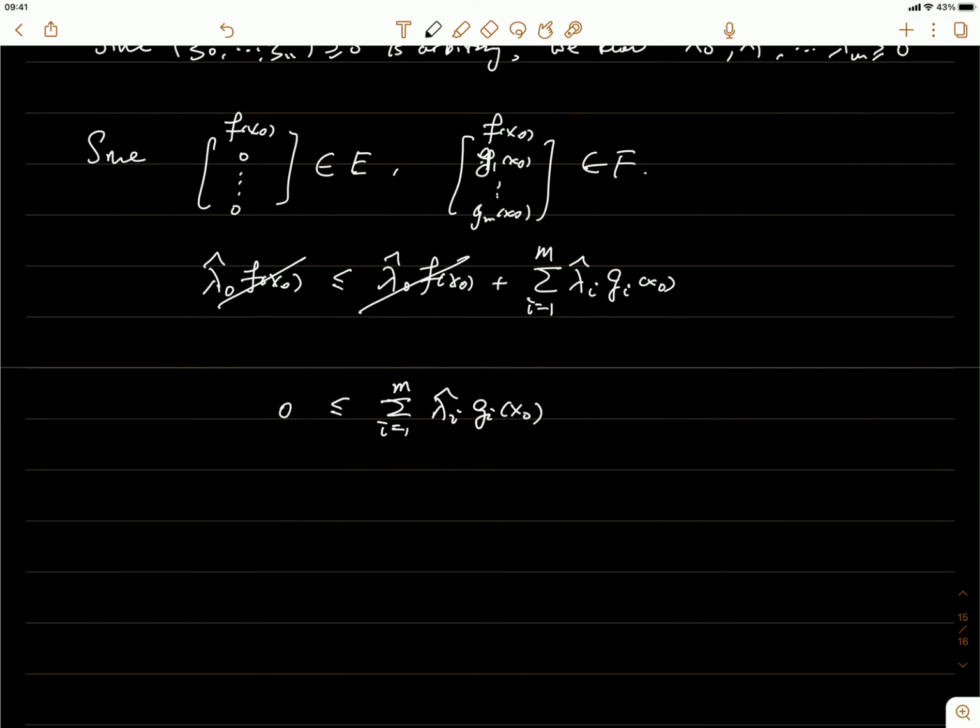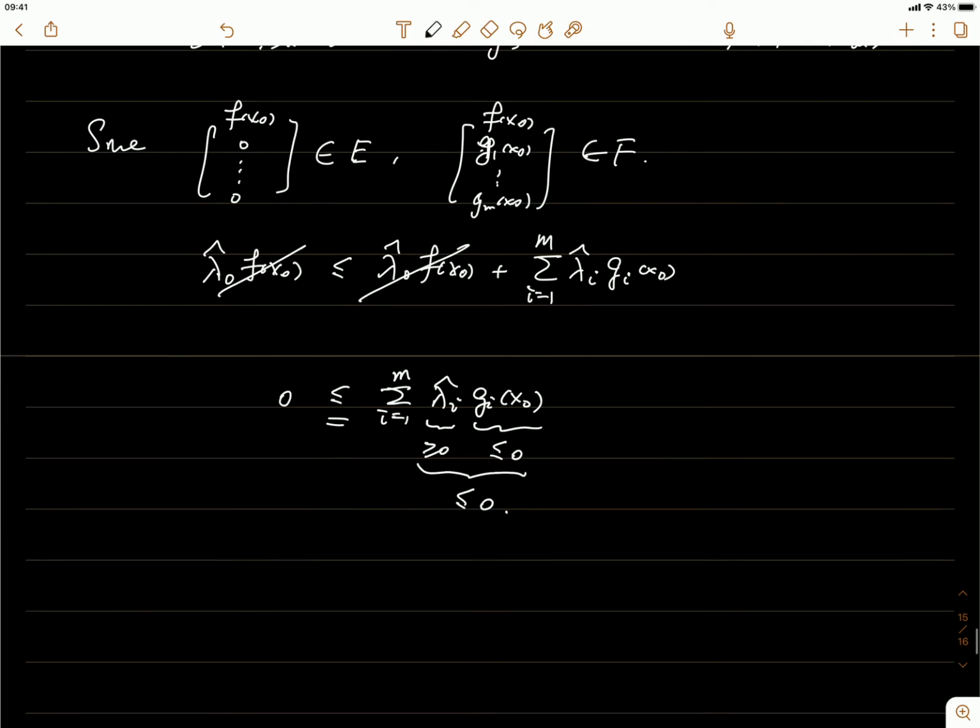Okay, so I know that this lambda i must be greater than or equal to 0. But on the other hand, I know that x naught is a feasible point, so g_i of x naught has to be less than or equal to zero. So that means we're taking the sum of m non-positive numbers, because the product of these two must be less than or equal to 0. But if the sum is non-negative, still greater than or equal to 0, then that just means that every term needs to be 0.